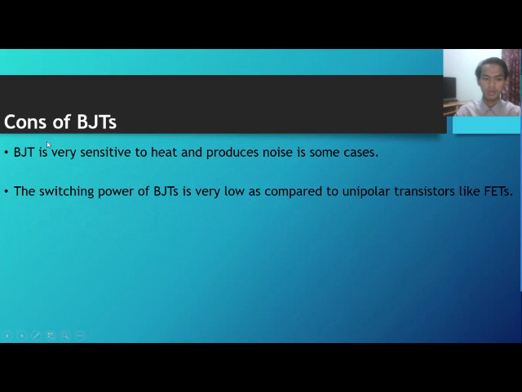And the last one is the cons of BJTs. BJT is very sensitive to heat and produces noise in some cases. The switching speed of BJTs is very low as compared to unipolar transistors like FETs.